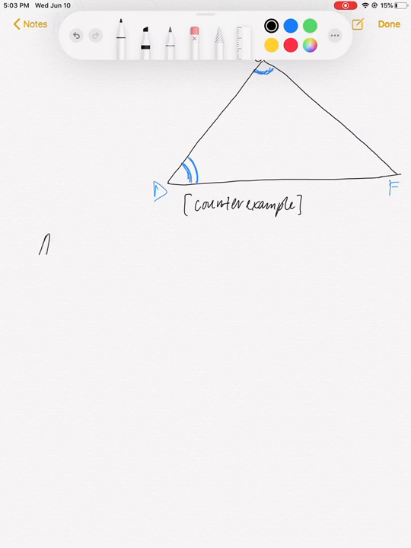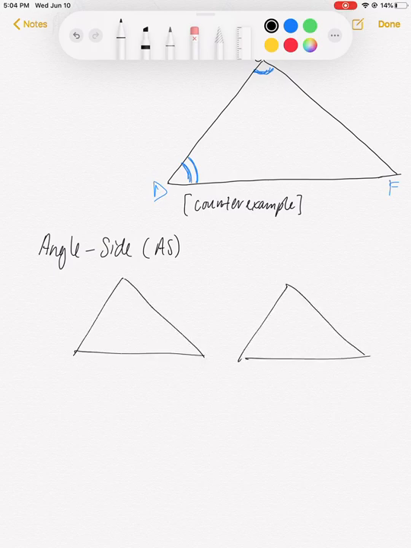Let's try an angle and a side. Let's do angle-side. So if I correspond an angle and a side in these two triangles, I'll do this angle here, B and E, and I'll do this side here. Those have to stay the same. But what else can vary? What are the other four things that can vary?